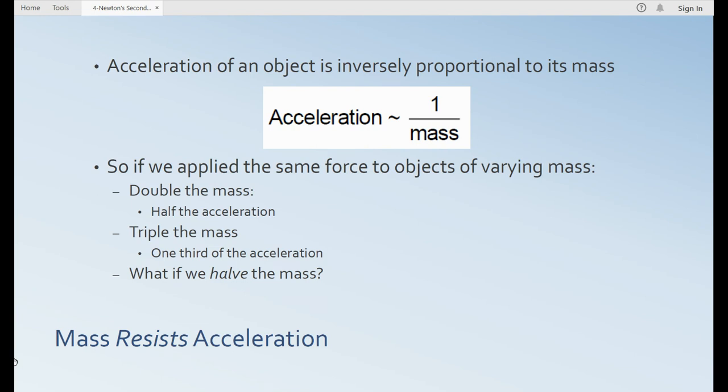But let's say we go the other way. What if we halve the mass? So instead of 1 over 1, we have 1 over 0.5. And now, since we've halved the mass, our acceleration is going to be twice what it was originally. So acceleration is inversely proportional to mass. The more mass, the less acceleration. Reduce the mass, more acceleration.